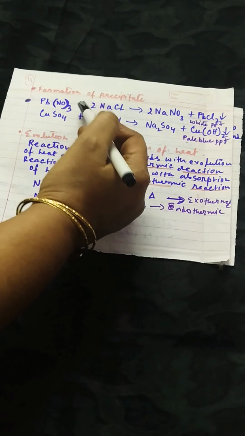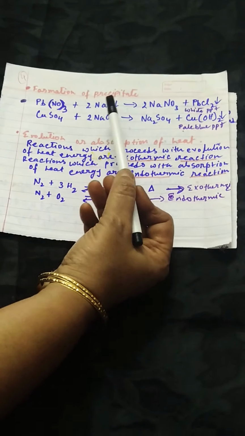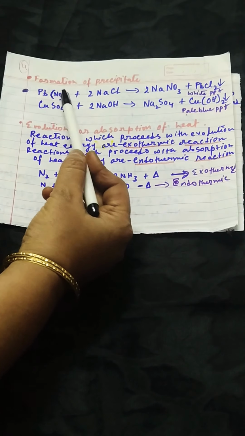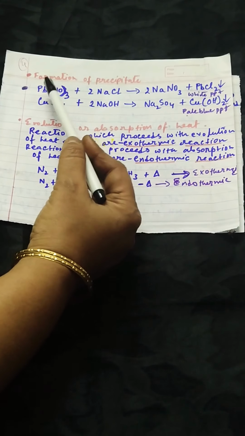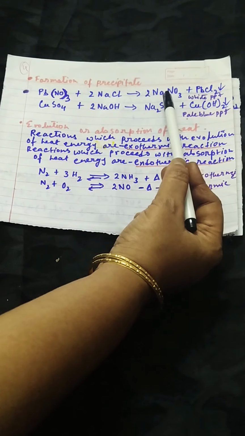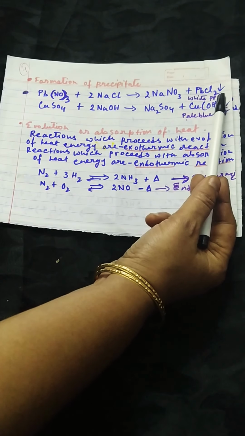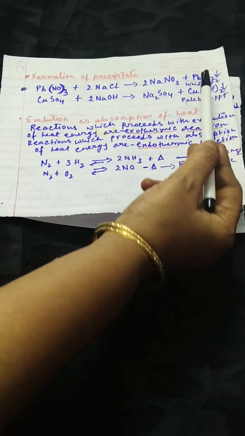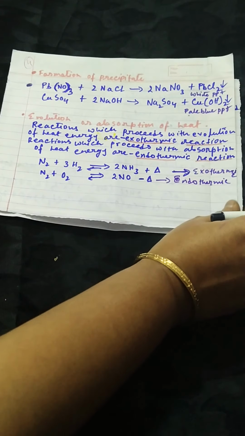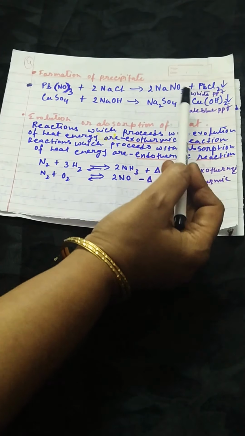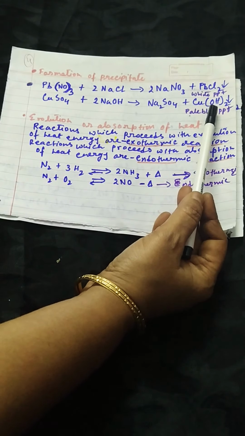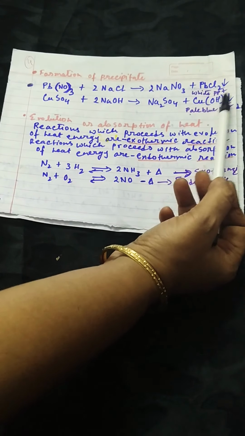The next indication is formation of precipitate. Whenever two soluble substances react, if it gives rise to some precipitate, that means one of the products is insoluble, and that also indicates the completion of the reaction.